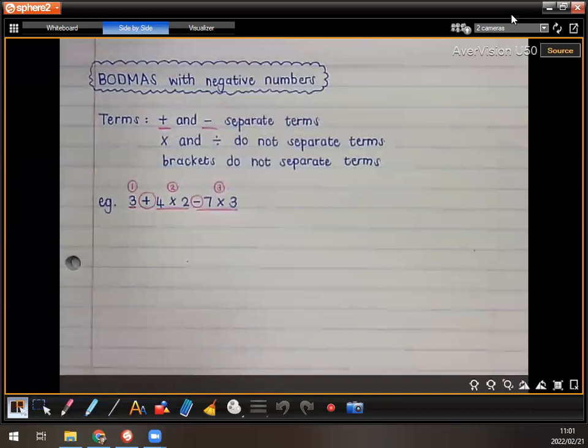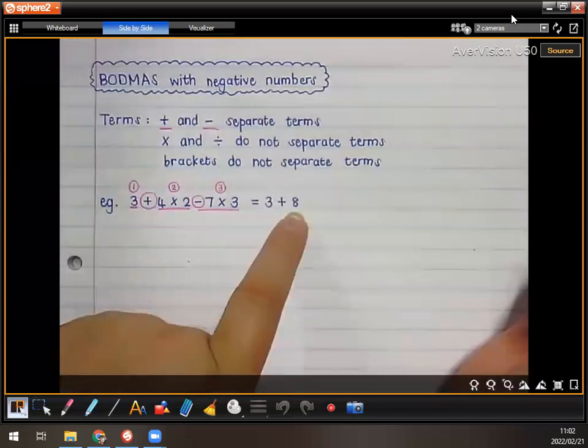And then the minus is a bit tricky because the minus actually has to go with the numbers. So when you underline, underline the minus as well. So that negative 7 times 3, that is the third term. So even though there are 1, 2, 3, 4, 5 numbers, there are only 3 terms.